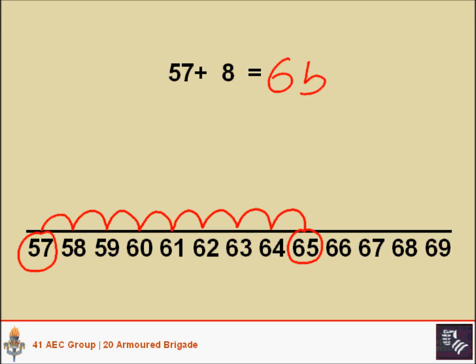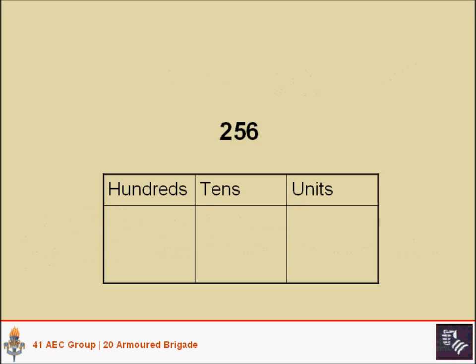Number lines are an easy way to add, but it can be time consuming. A quicker way of adding is to use the following method. To use this method, you have to remember what you learnt about place value. For example, if we write 256, we have 2 hundreds, 5 tens, and 6 units, or ones. You may have completed tables like this before.